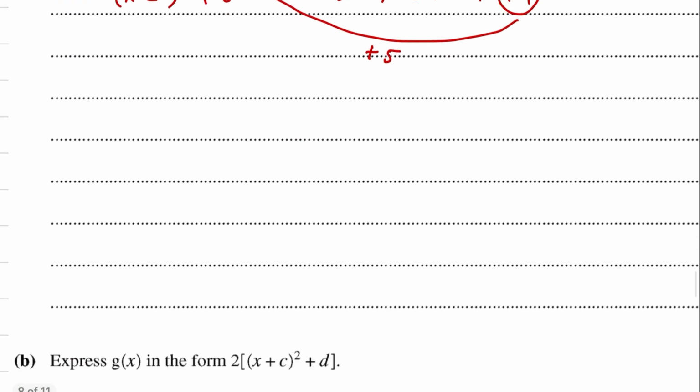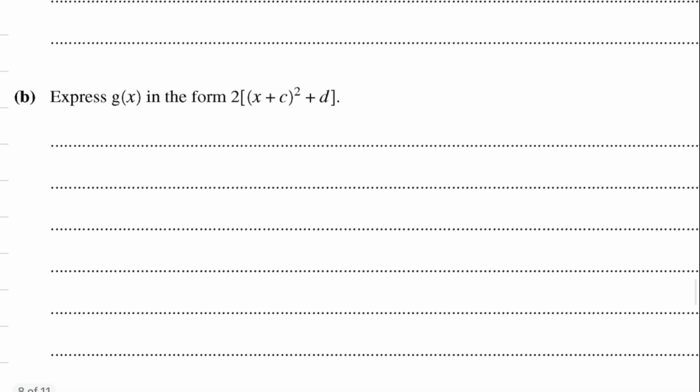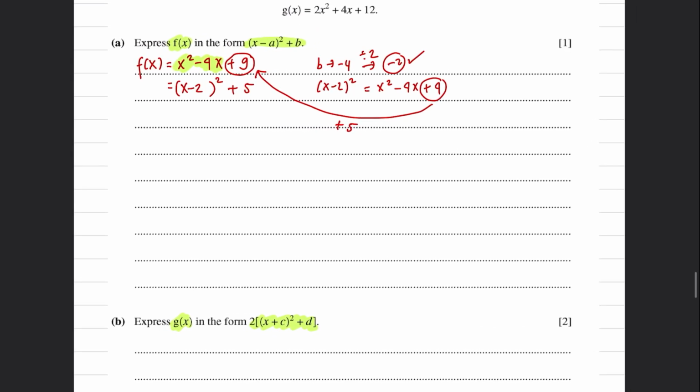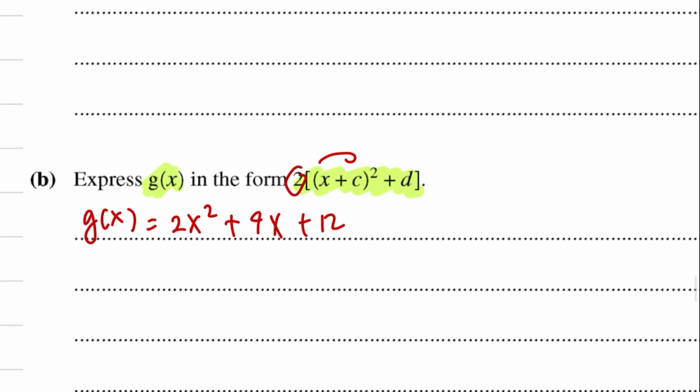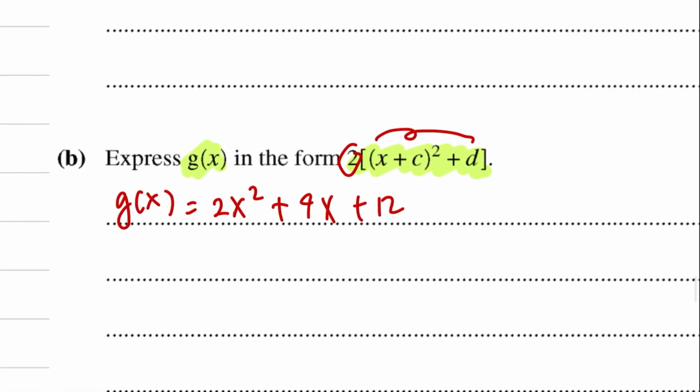And after that, we have g(x). We want to change it into this form: 2 in the bracket, (x plus c) squared plus d. So what is my g(x) here? My g(x) is 2x squared plus 4x plus 12. As you can see in this form, we take out 2 from all of this. So we can factorize the 2 from all the terms that we have. It becomes 2 in the brackets, x squared plus 2x plus 6.